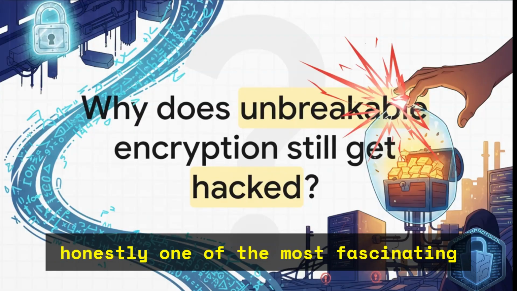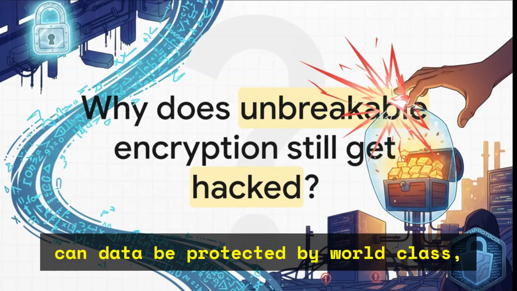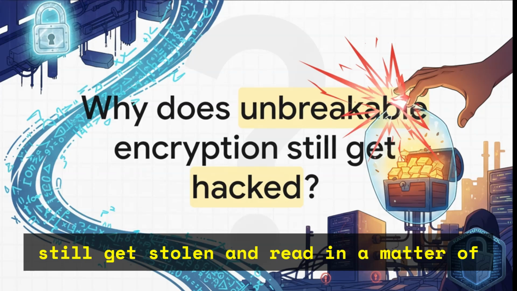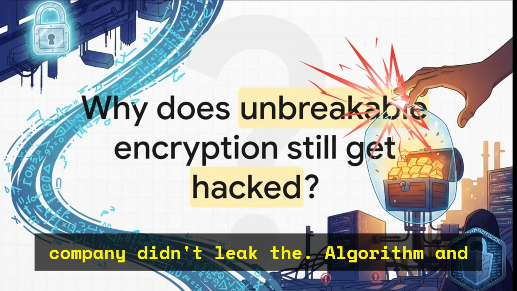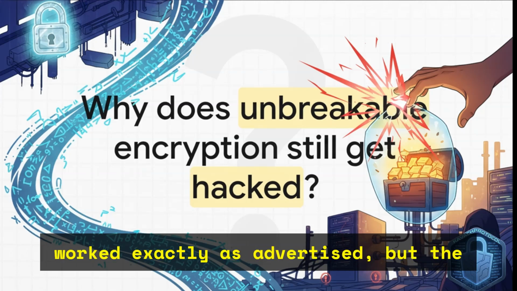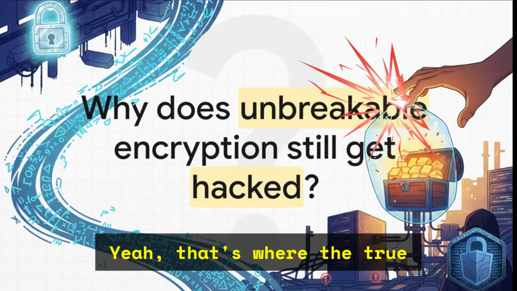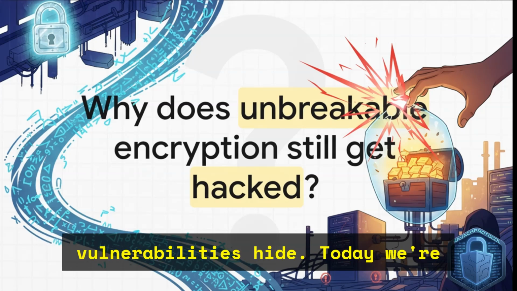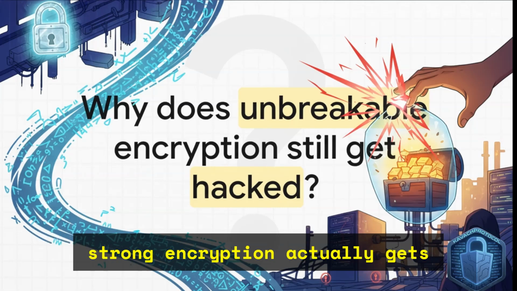Let's really dive into this because it's honestly one of the most fascinating paradoxes in modern cybersecurity. How can data be protected by world-class, mathematically flawless algorithms, but still get stolen and read in a matter of minutes? Well, the answer is that the company didn't leak the algorithm, and the math definitely didn't break. AES-256 worked exactly as advertised. But the system built around that perfect math? Yeah, that's where the true vulnerabilities hide. Today, we're breaking down the harsh reality of how strong encryption actually gets shattered.